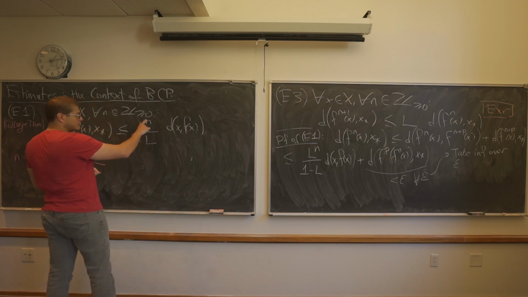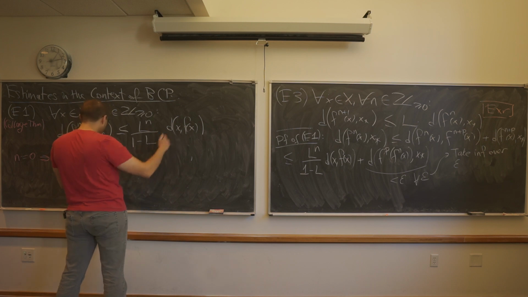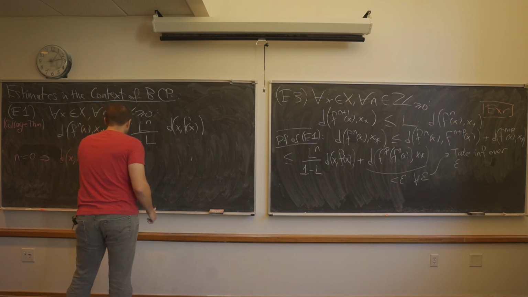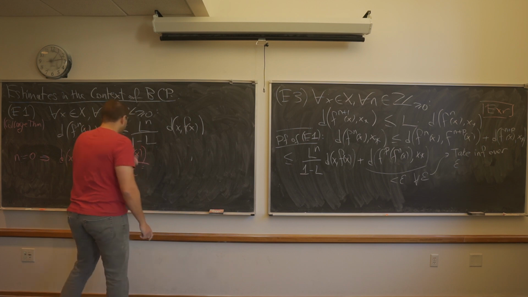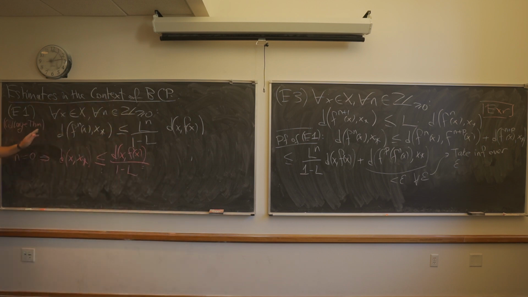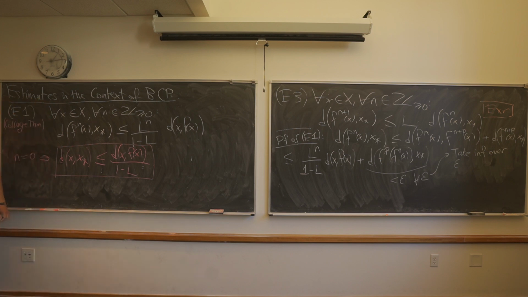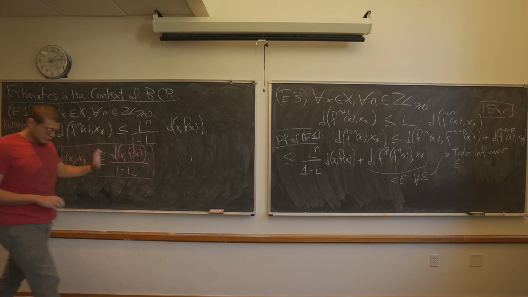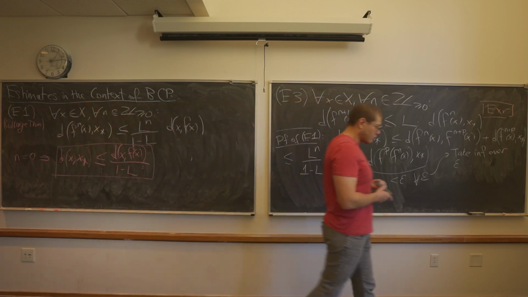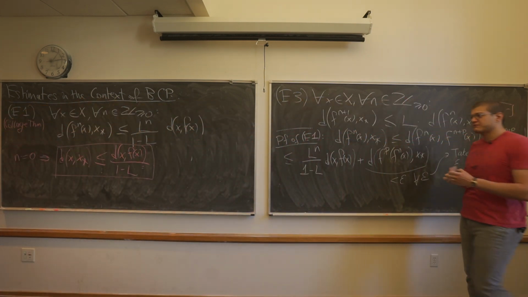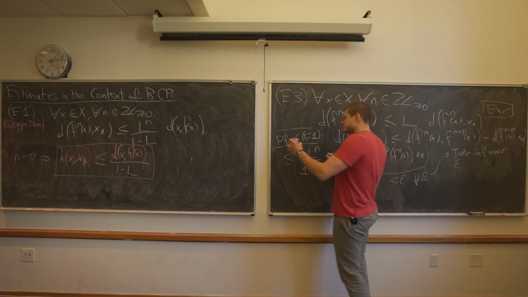So n is 0, that means that this is just 1. So this is nothing but d of x comma f of x. Okay, this equality or inequality specializes to this. Okay, so now, based on this, let's try to see how we can apply this to the context of iterated function systems through this Hutchinson theorem.